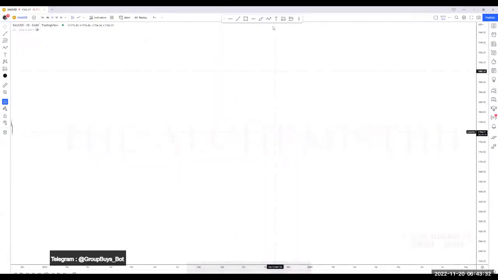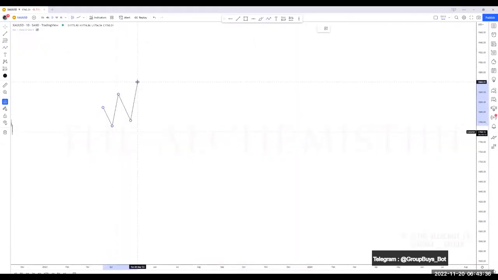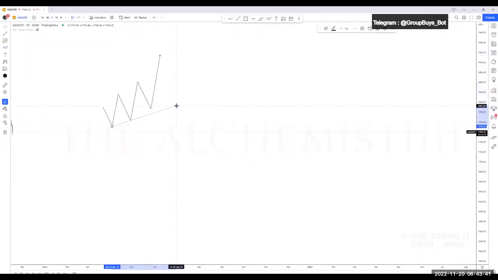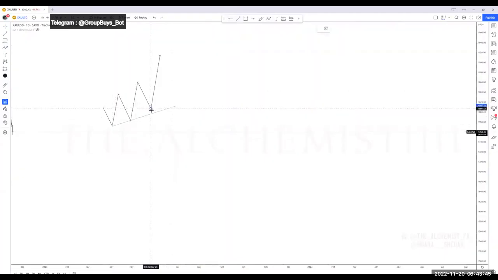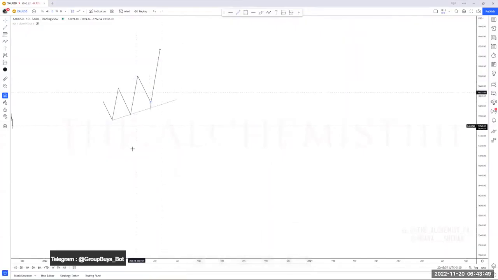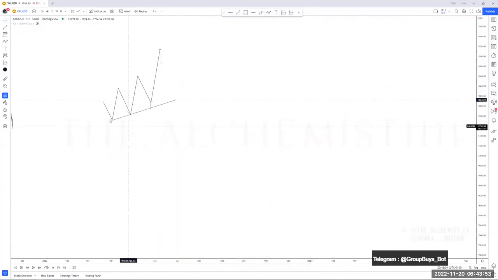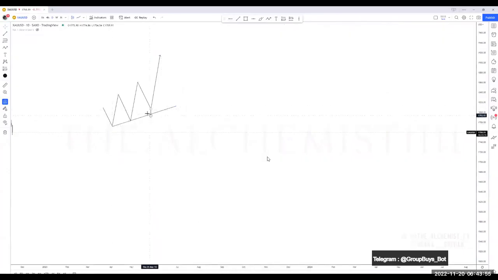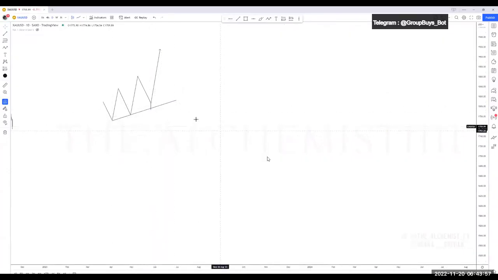Now let's say this will be the first type of trend line, very easy, like this. First touch, second touch, and the third touch will be our entry point. We call this an outer trend line, something like this. So this will be the first one.